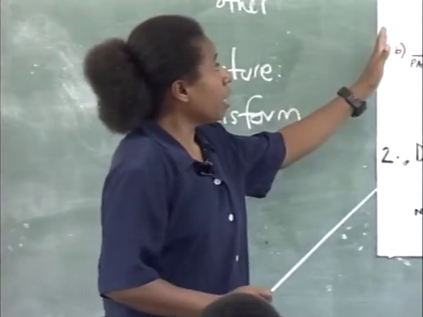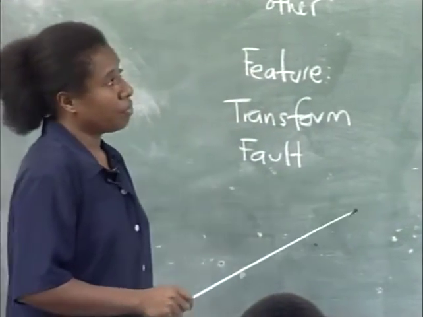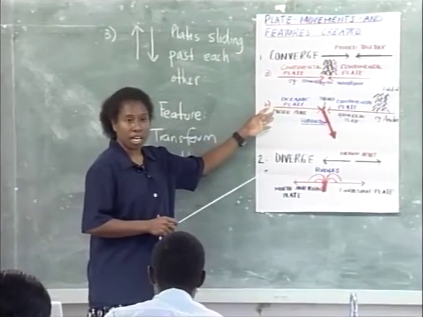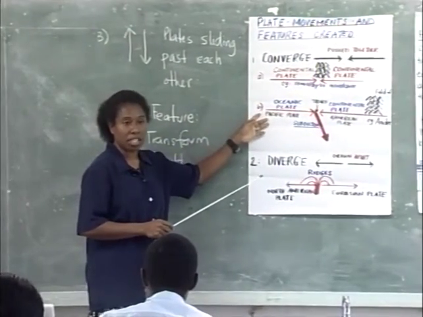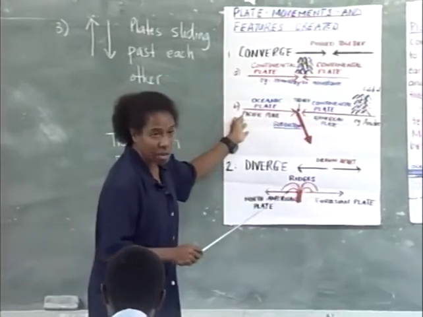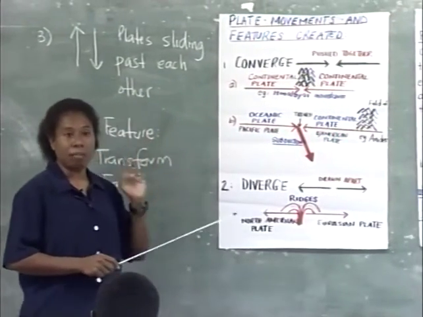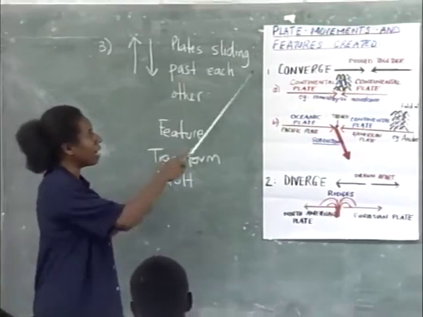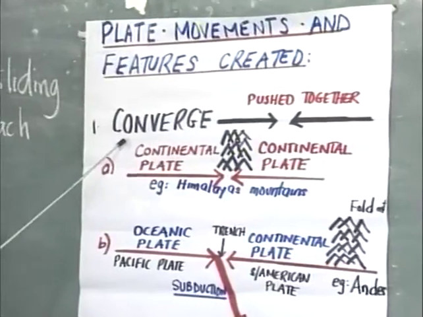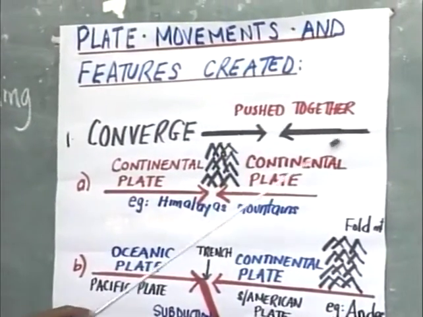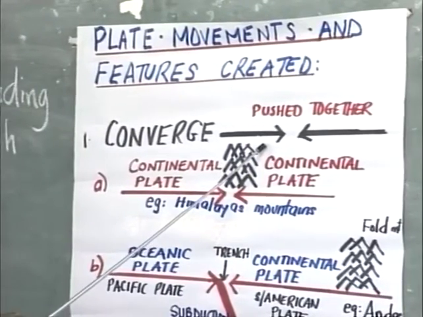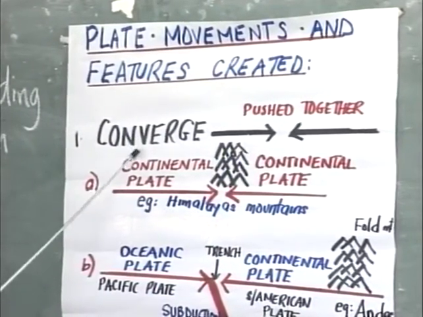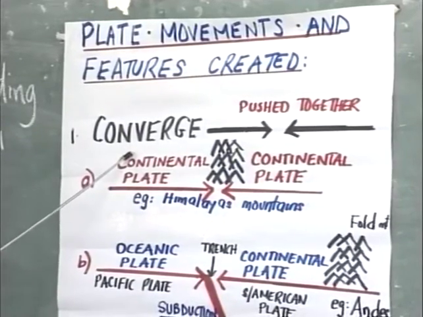We'll move on with the information now on the chart, which will give you a simple illustration of plate movements and the features that are formed as a result of those plate movements. There are three plate movements that we must know about, and the movements are: one, movements where plates are moving towards each other, and the arrow there simply indicates that movement. The term we use to describe that movement is convergence.